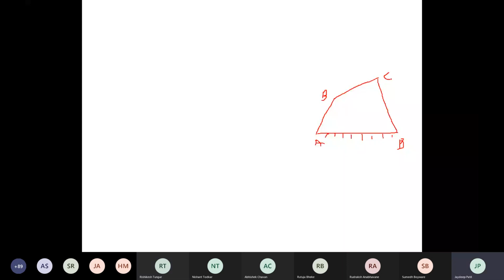Okay, sir. First step, configuration diagram हो गया. Now we know the velocity of B. कितना है velocity of B? Velocity of B is your 3.14 meter per second.